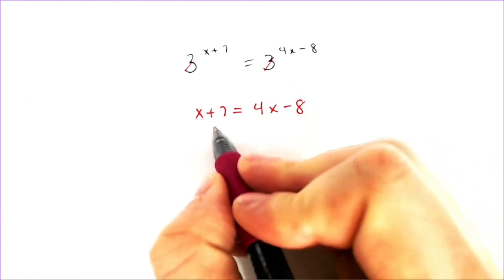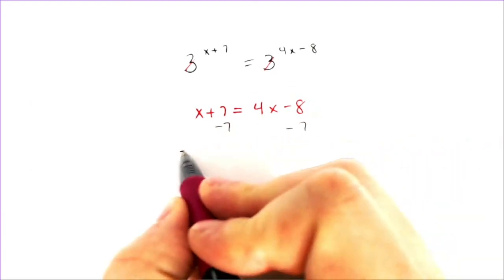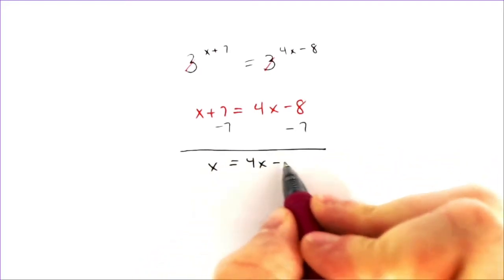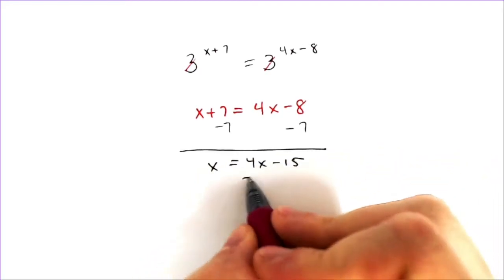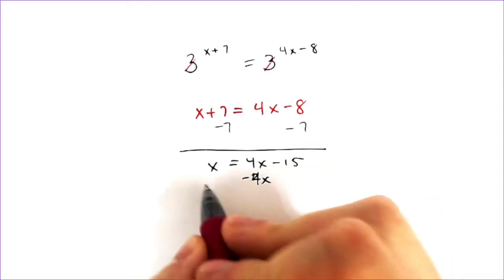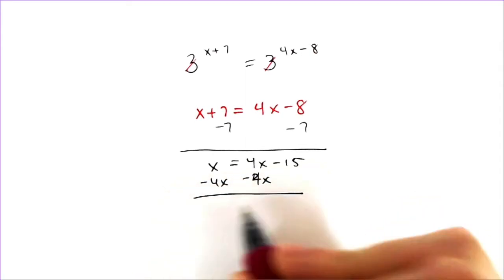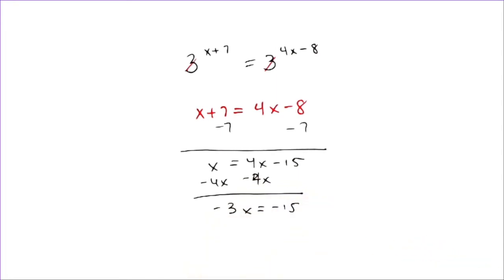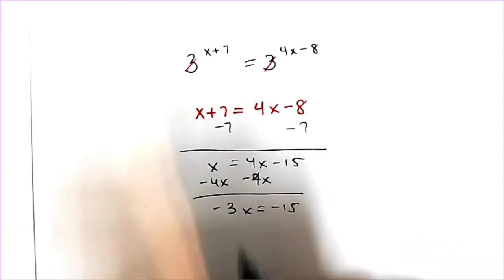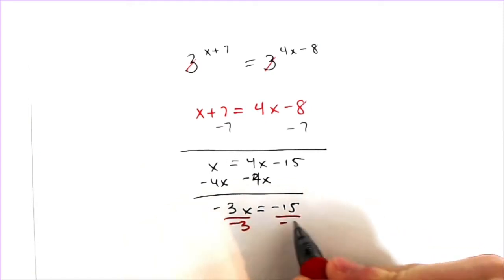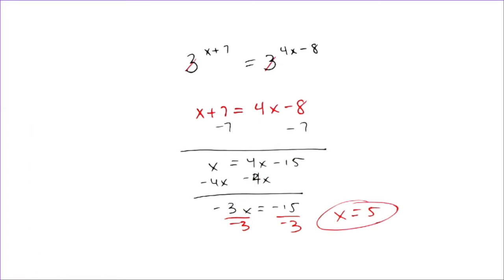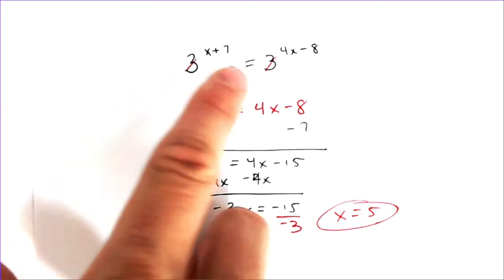You would probably subtract 7 and get x equals 4x minus 15. Subtract 4x from both sides. And you're just solving a normal equation at this point. And then when you divide by -3, you get your answer. Now, typically your answer is going to be a fraction. In this case, I just got 5. Okay, so that's the easiest case scenario, is when those both are a 3.